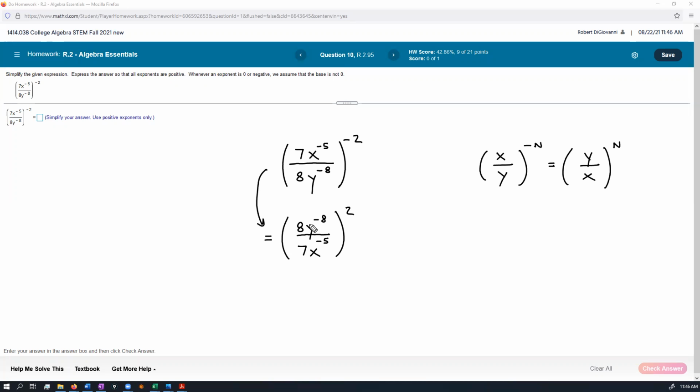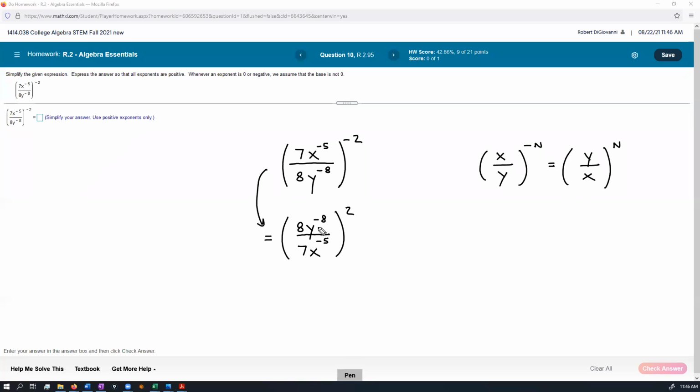The next thing I'm going to do is I'm going to realize that I have y to the -8, which means that it will move down. And then since I have x to the -5, that will move up. And also notice that the -8 and the -5 are only acting on the y and the x respectively. They have nothing to do with the 8 and the 7. We would have to have parentheses like this if it actually was impacting the 8, but we don't.